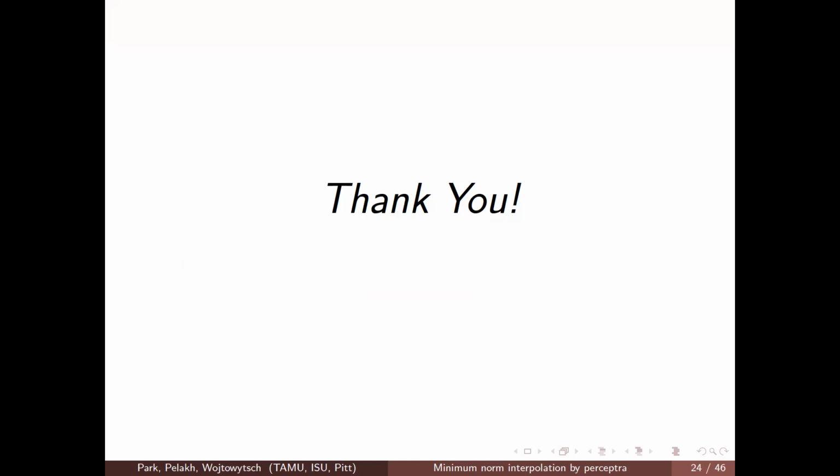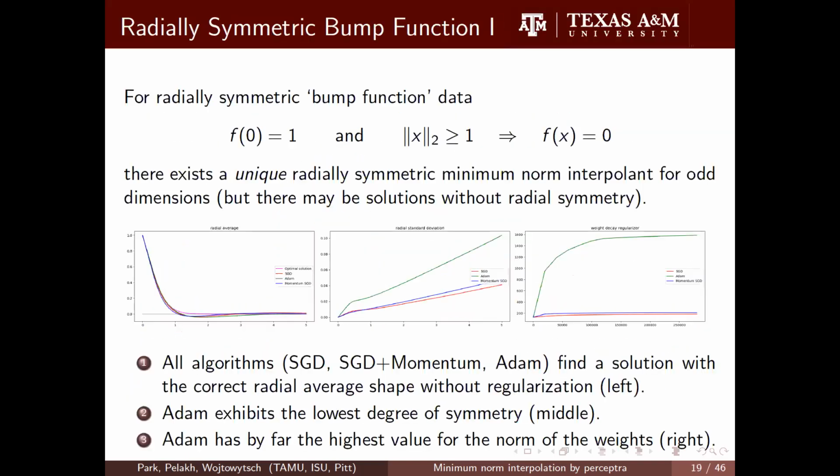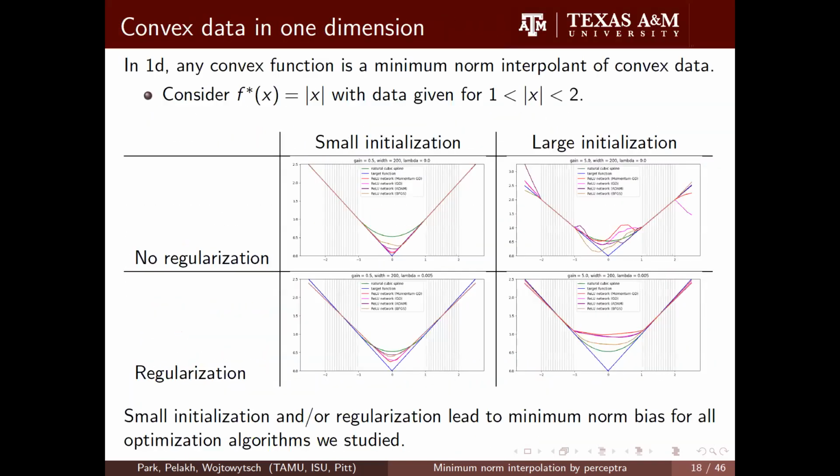For your result without regularization, does the training error go to zero? Training error goes, yeah, close to zero. It's overparameterized indeed.